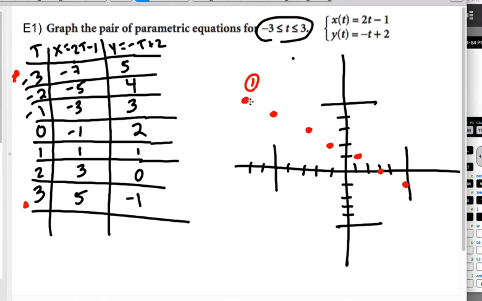That's the last point. So when I connect the dots, notice they have closed dots. There are no arrows because I was given a stop point. This tells me to start and stop at these points. They're closed dots because they say equal to.